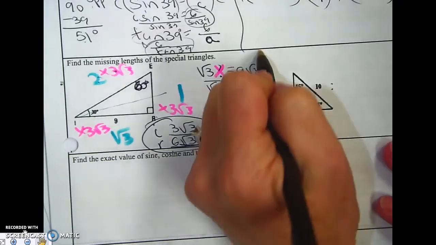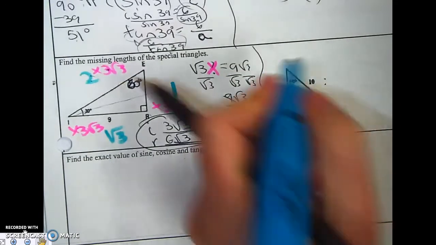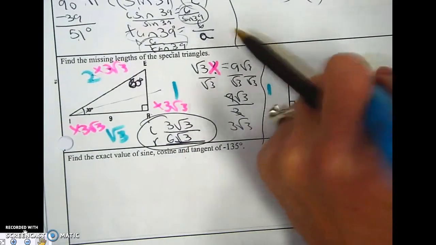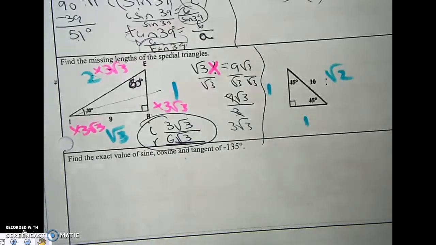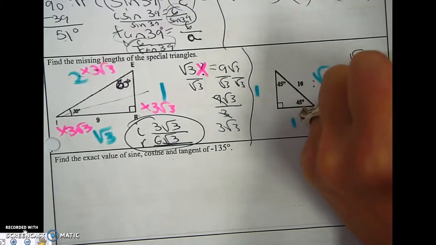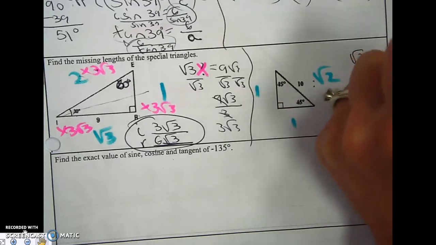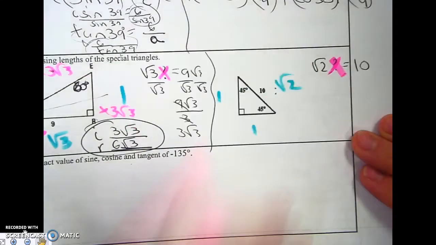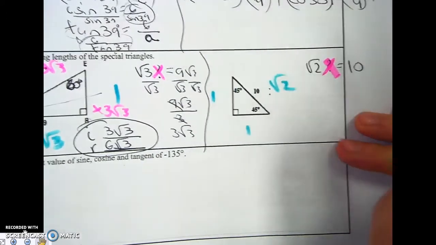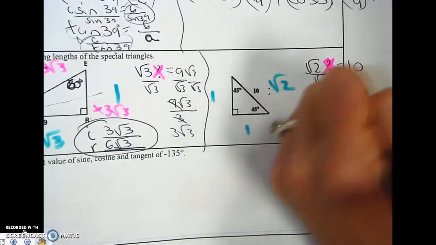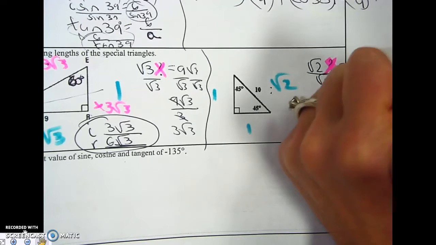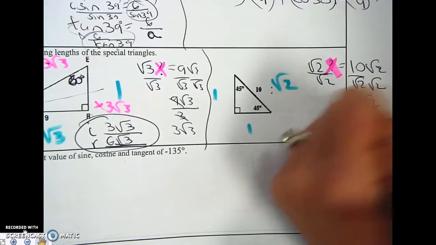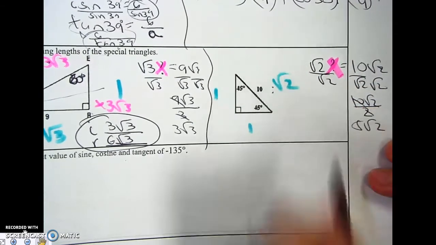All right, last one is a 45, 90. So that's 1, 1, rad 2. The game is the same, so I could go rad 2 times what equals 10. When we don't know something, we call it x. Divide by rad 2. Rad 2, which is 10 rad 2 over 2, which is 5 rad 2.